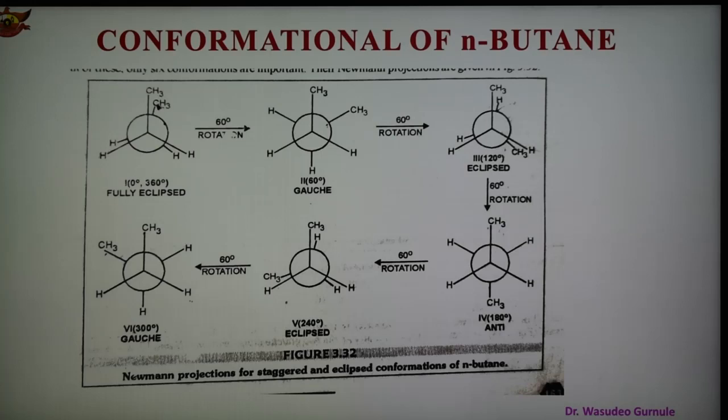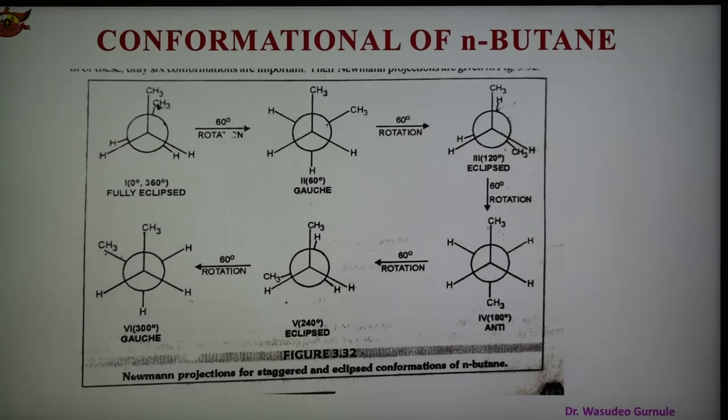And finally, if we rotate conformation 6 by 60 degrees, we return to the fully eclipsed conformation 1, completing a rotation of 360 degrees around the C2-C3 bond. In this way, we can say that n-butane has 4 distinct conformations: anti conformation 4, gauche conformations 2 and 6, eclipse conformations 3 and 5, and fully eclipsed conformation 1.